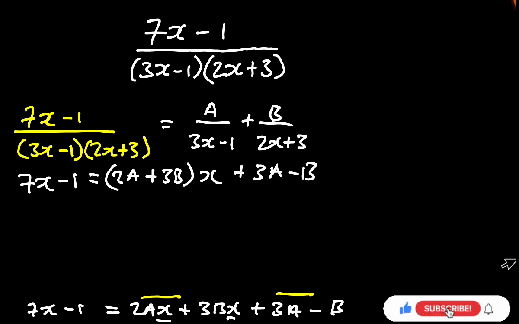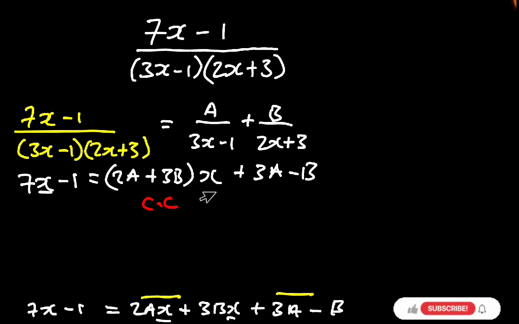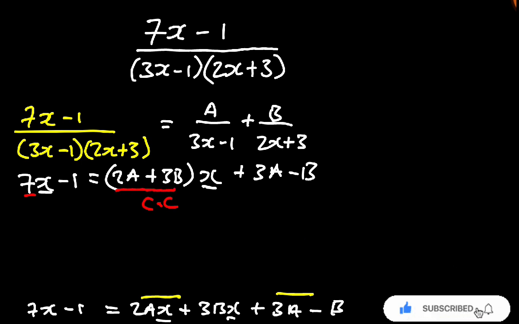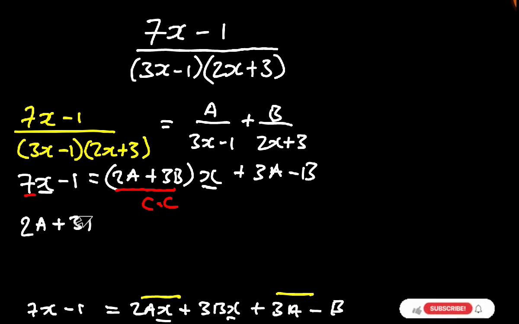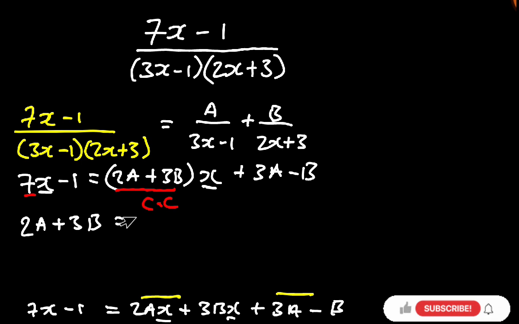Now the next thing we're going to do here is to compare coefficients. At the left hand side of this equation we have 7x, and at the right hand side we have (2A + 3B)x. So we're going to equate 7 and 2A + 3B, and when we do that we have 2A + 3B equals 7.